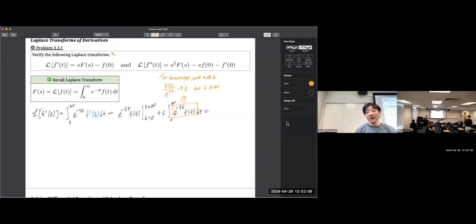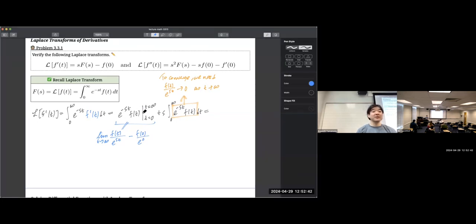Now let's look at this other one right here. If you wrote it out, it's going to equal the limit as t goes to infinity of f of t divided by e to the st, and then minus f of 0 over e to the 0.